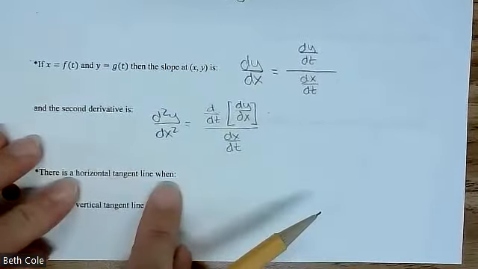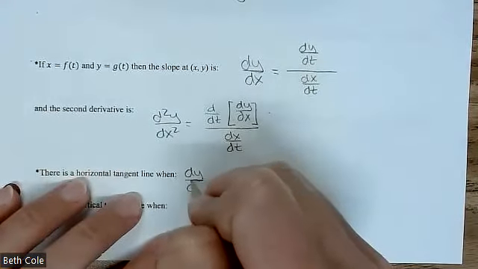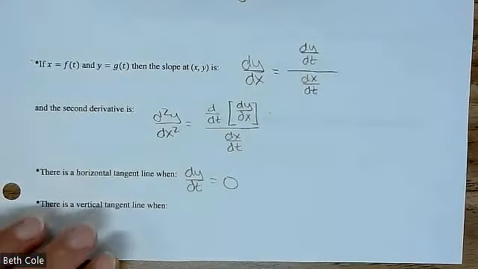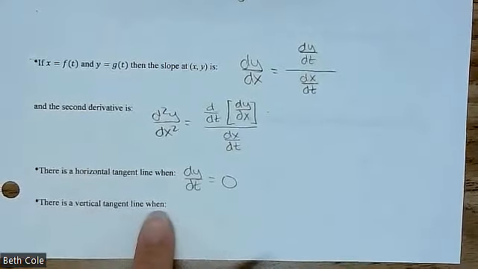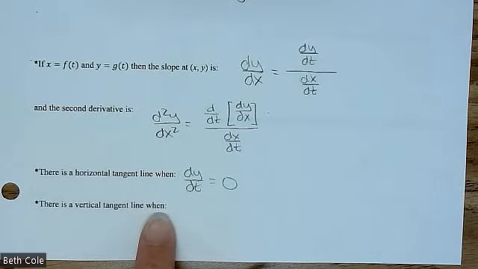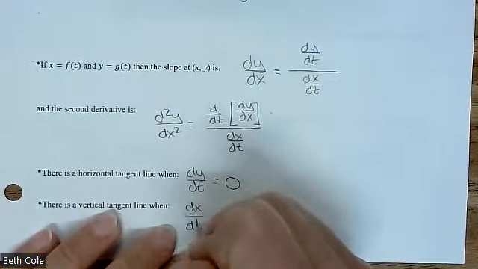So horizontal tangent line, that's a 0 slope. That would be where dy/dt is 0. So that's where your numerator is 0. And then a vertical tangent line. What kind of slope does a vertical line have? What do we call that? Slope of a vertical line. Undefined. That's where your denominator is 0. So that's going to be where dx/dt is 0.